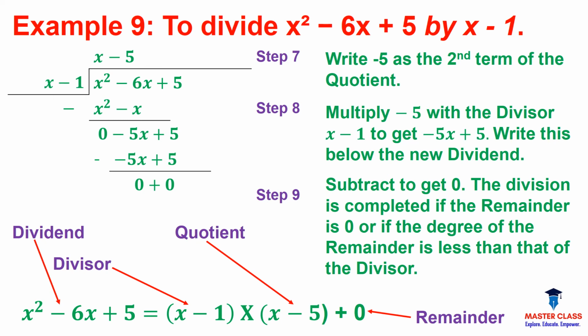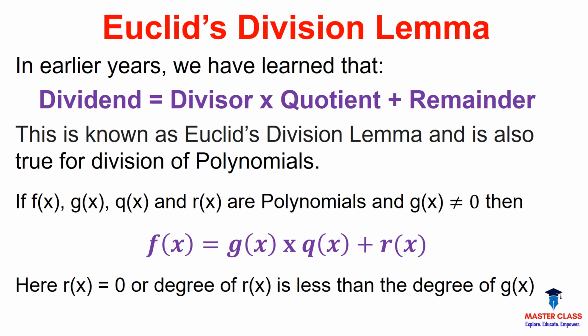Euclid's division lemma. In earlier years, we have learned that dividend is equal to divisor into quotient plus remainder. This is known as Euclid's division lemma and is also true for division of polynomials. If we have f(x), g(x), q(x) and r(x) as polynomials and g(x) is not equal to 0, that is the divisor is not equal to 0, then f(x) is equal to g(x) into q(x) plus r(x). Here r(x) is equal to 0 or the degree of r(x) is less than the degree of g(x).